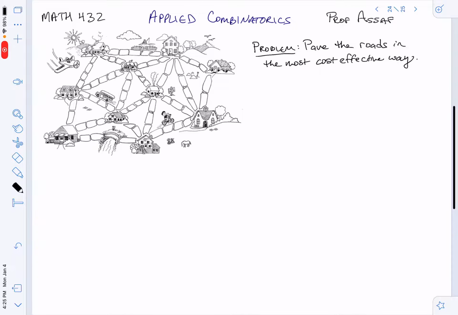This is Math 432, Applied Combinatorics. I am Professor Asaph, and today we're going to be paving the roads.